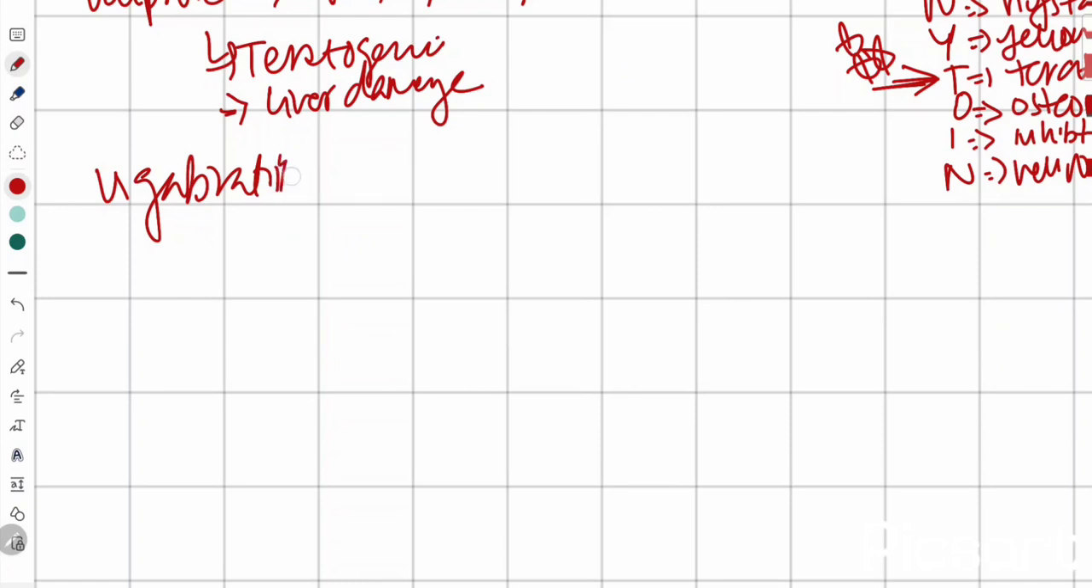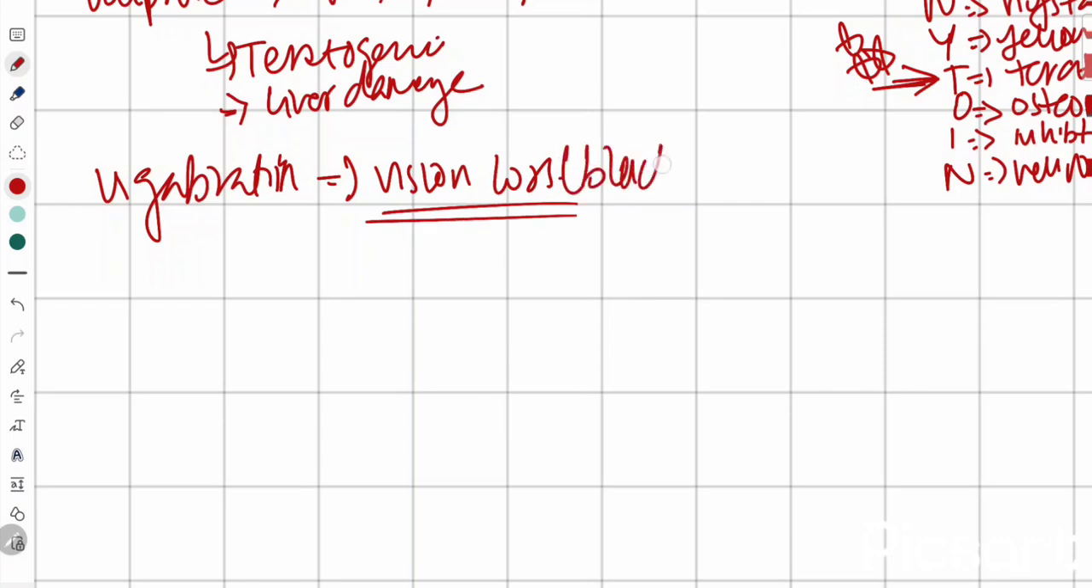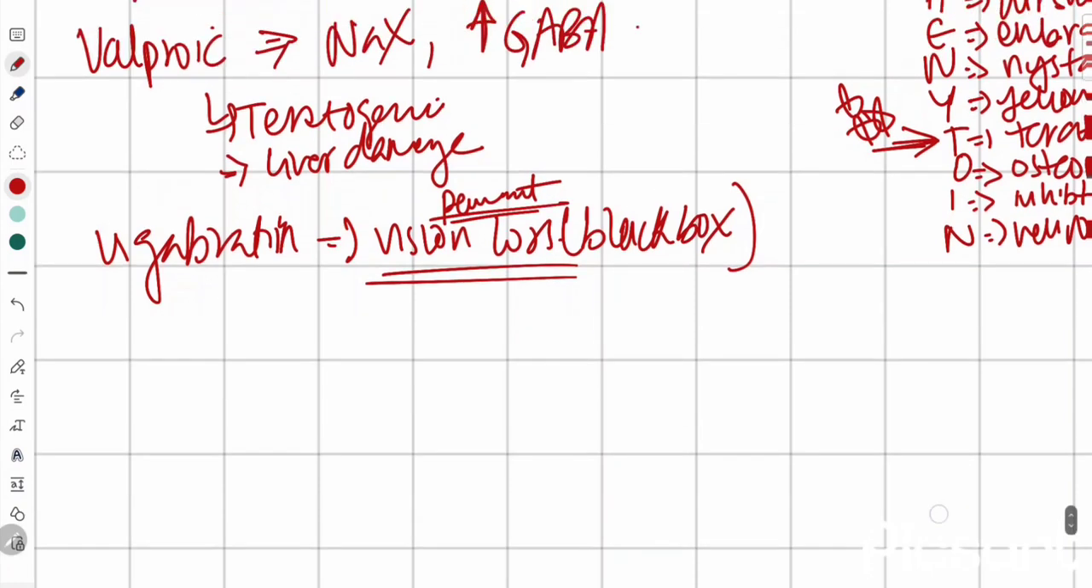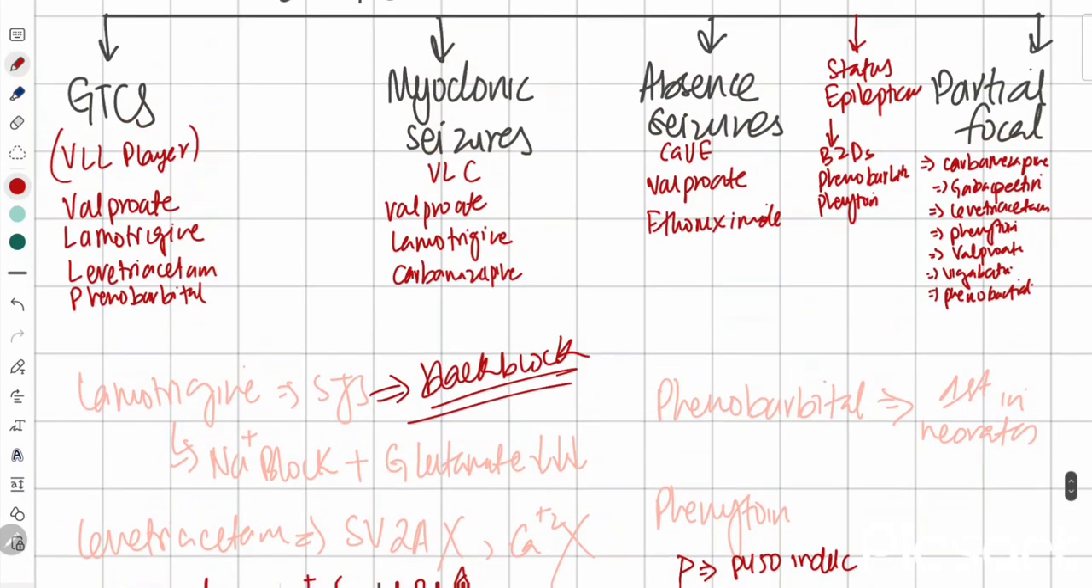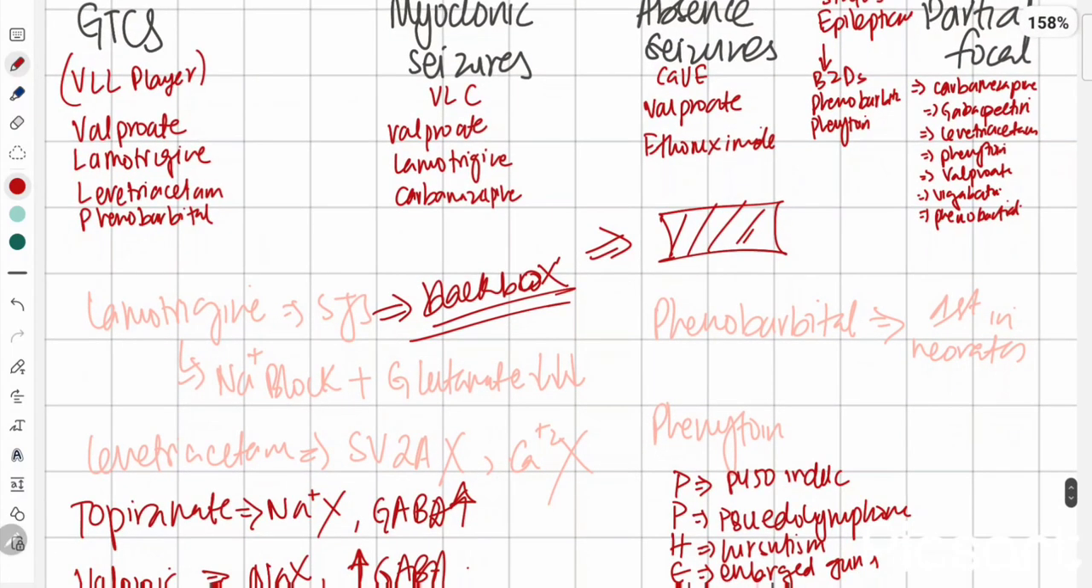Vigabatrin. Vigabatrin causes vision loss. That is important to know. It's a black box warning. It causes permanent vision loss. Another black box warning is lamotrigine. This is also a black box warning because it's highly toxic. Black box warnings are basically written on the medicine box as a high alert, because it's really, really toxic. And here our anti-seizure drugs are done.